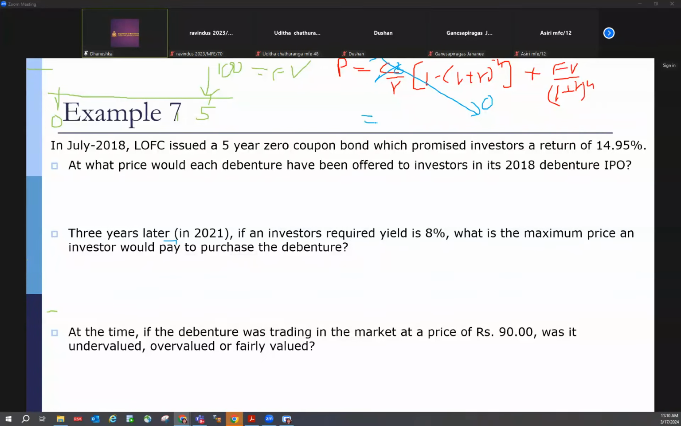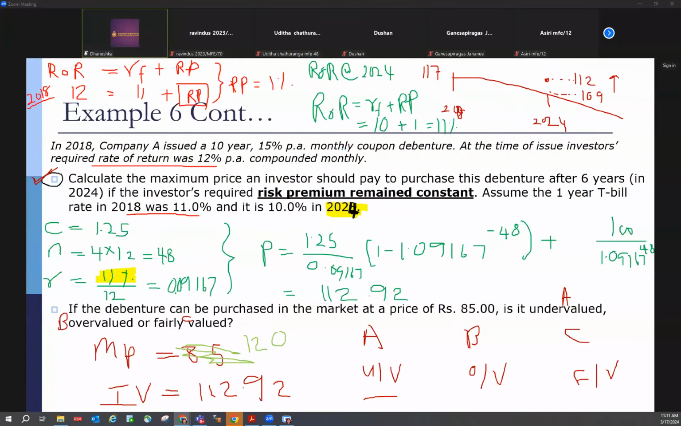So face value is 100 divided by 1 plus R. R is 14.95 to the power N. What is N? 5 years. And this comes to 49.83. Okay. That's the first part. Try the second part.